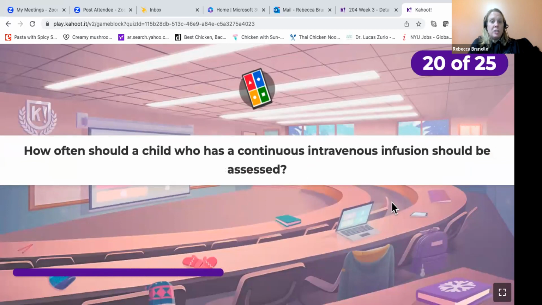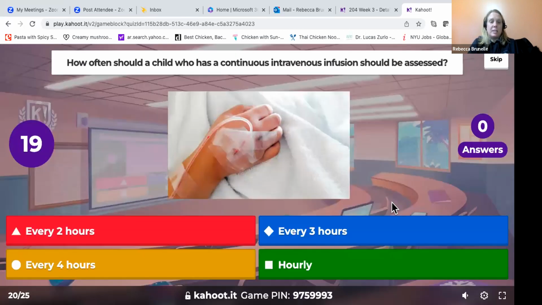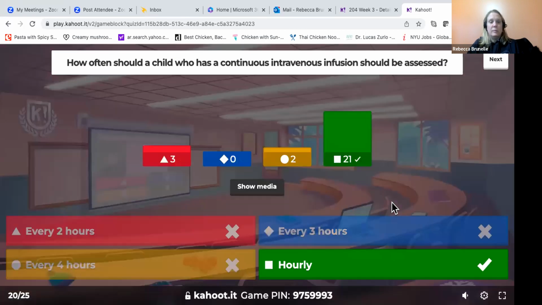So how often should a child who has continuous intravenous infusion be assessed? Every 2 hours, every 4 hours, every 3 hours, or hourly? Yeah, hourly. Very good.